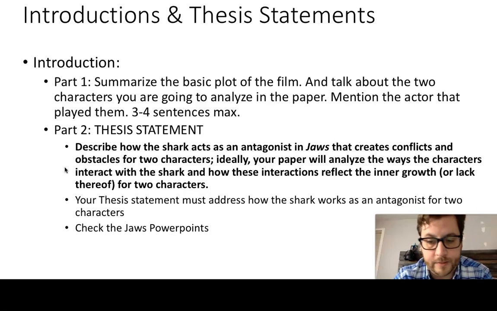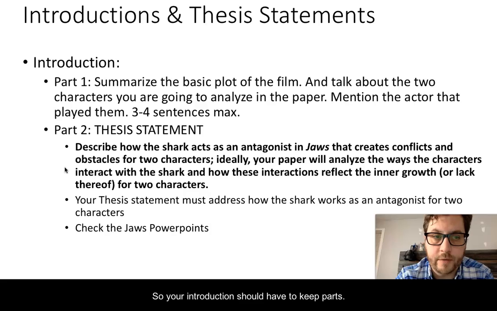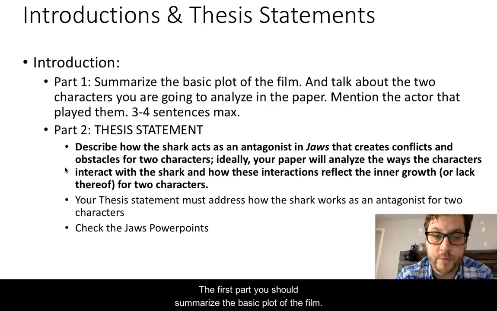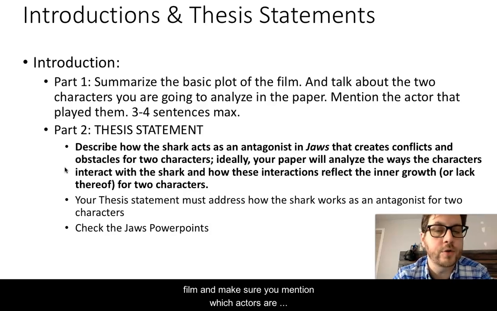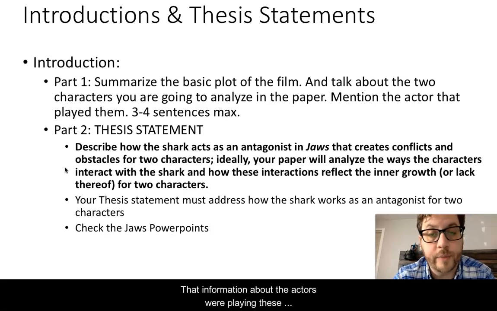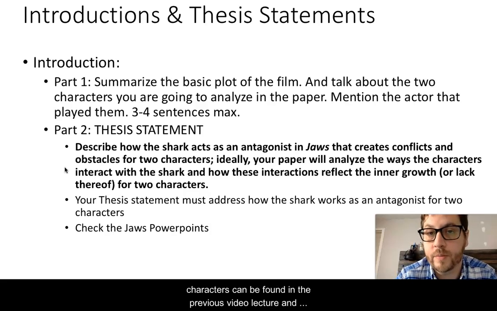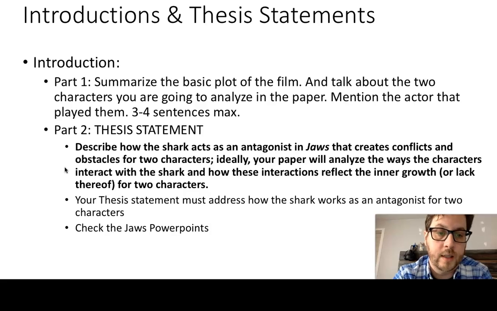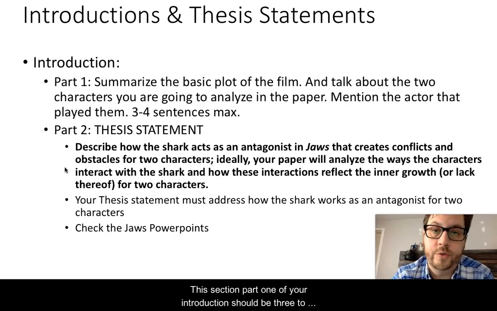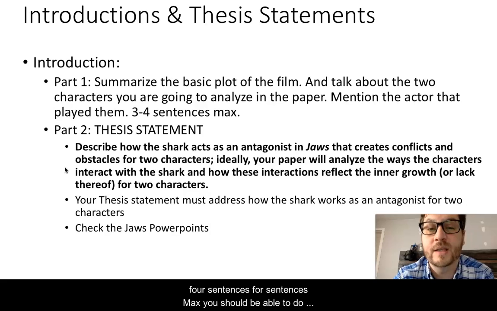Introduction and thesis statement. So, your introduction should have 2 key parts. First part, you should summarize the basic plot of the film, talk about the 2 characters you're going to analyze in the film, and make sure you mention which actors are playing those characters. That information about the actors who are playing those characters can be found in the previous video lecture and PowerPoint over Jaws as the antagonist to the characters, as the shark. This section, part 1 of your introduction, should be 3 to 4 sentences, 4 sentences max.